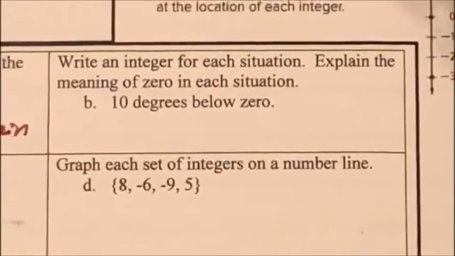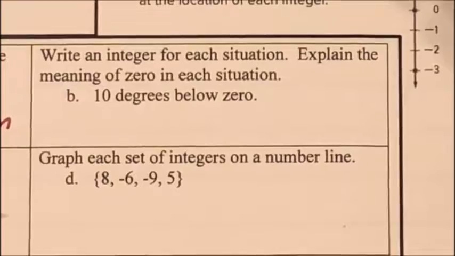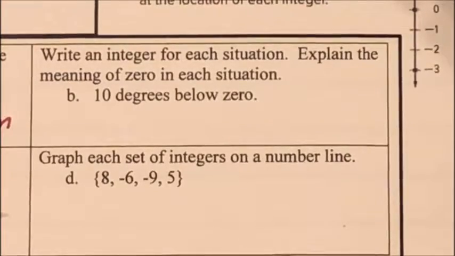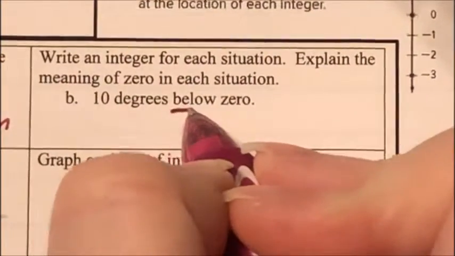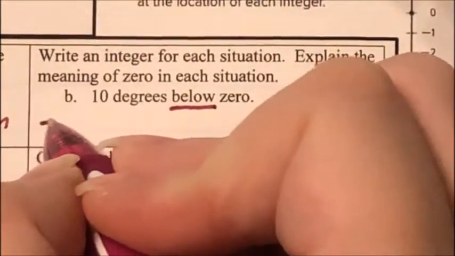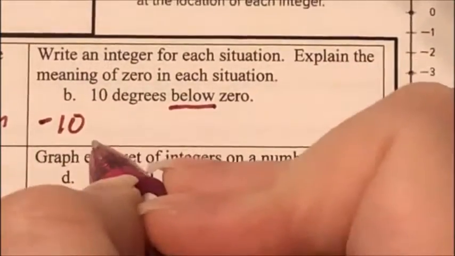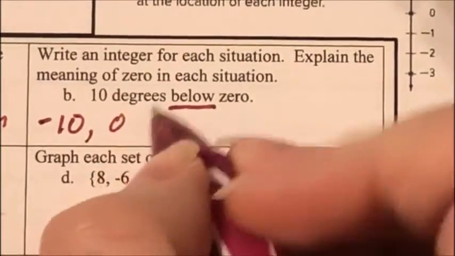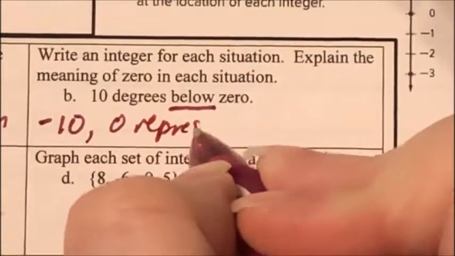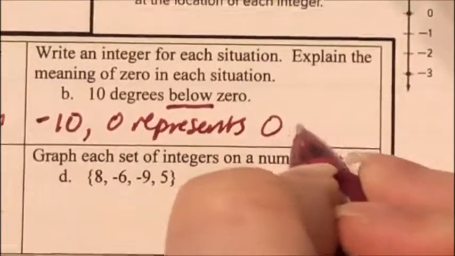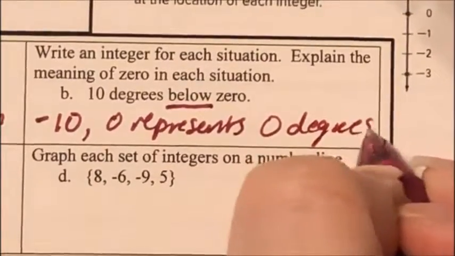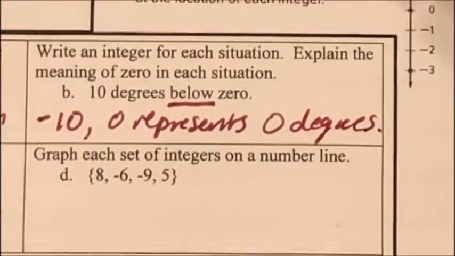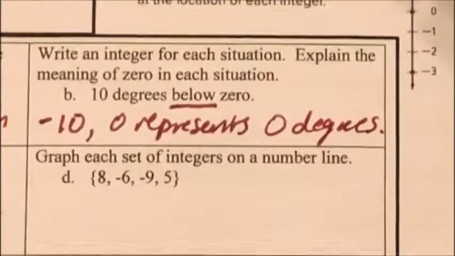Okay. Then I have 10 degrees below 0 for letter B. So below means negative, so negative 10. And 0 represents 0 degrees. Okay, so the weather is just 0. It's at 0. Okay.